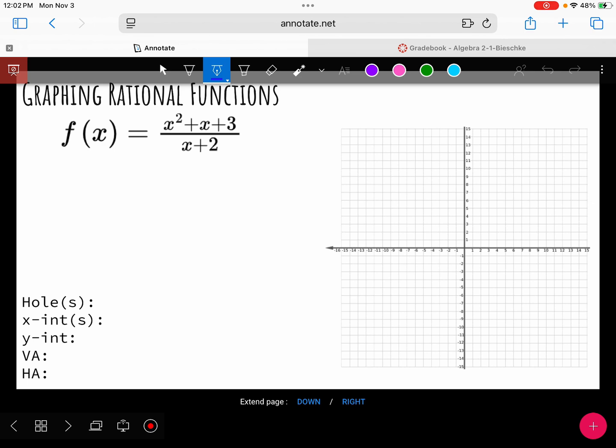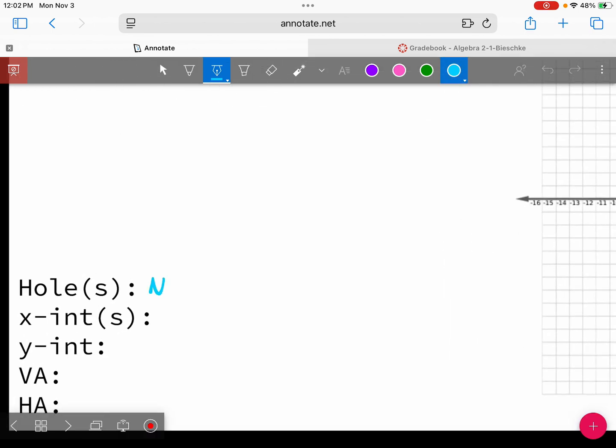So we know that it's not going to have a discontinuity because we're only going to have discontinuities when we have something that will factor and cancel out. So we do not have any removable discontinuities.